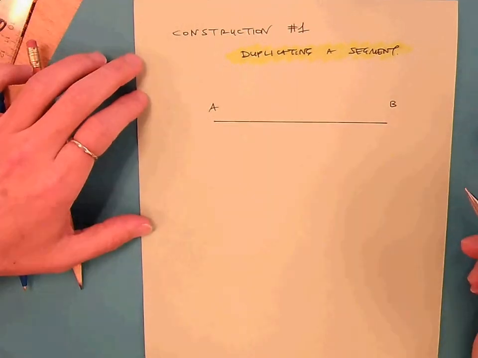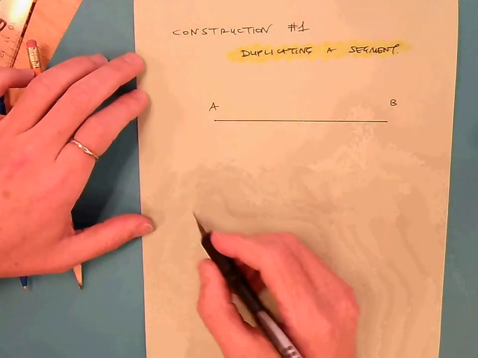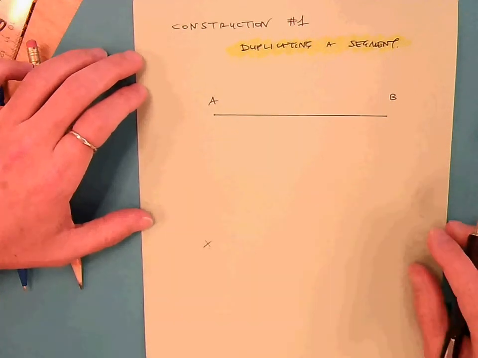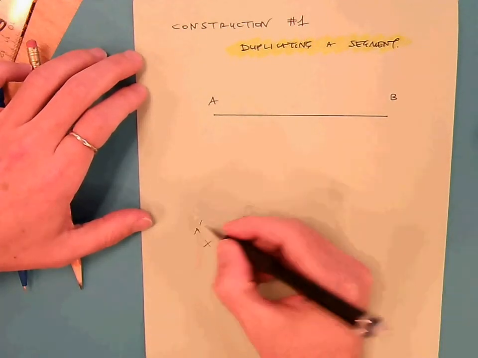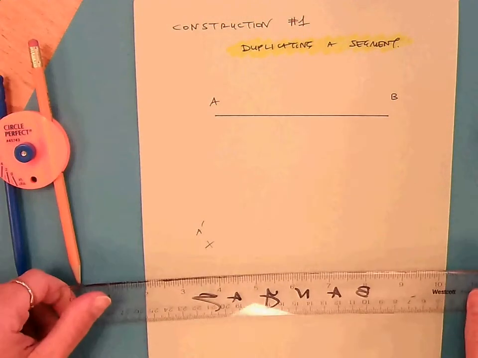So what we need to first do is recognize we have two endpoints labeled A and B. Construct a new point somewhere off in space, if you will. I'm going to label it as A prime so that it corresponds with A. Unfortunately, though, I can't use my straightedge yet because I don't know how far to draw that.